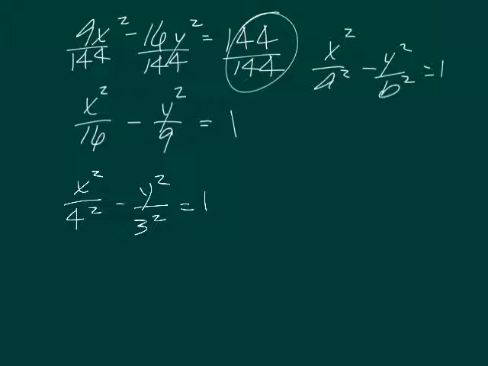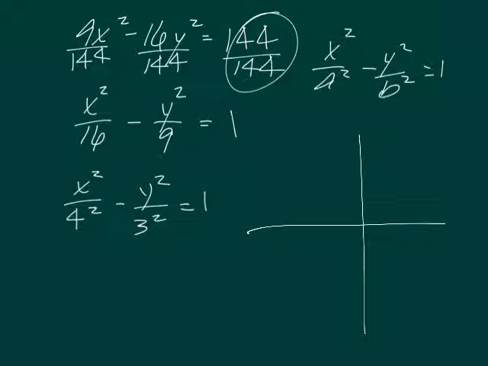So the hyperbola has a horizontal transverse axis, and we know that because the x right here is telling me that I've got a horizontal transverse axis. When the x is first, it means that our transverse axis goes this way. If our y was first, our transverse axis would go that way. That's telling me where my transverse axis is.